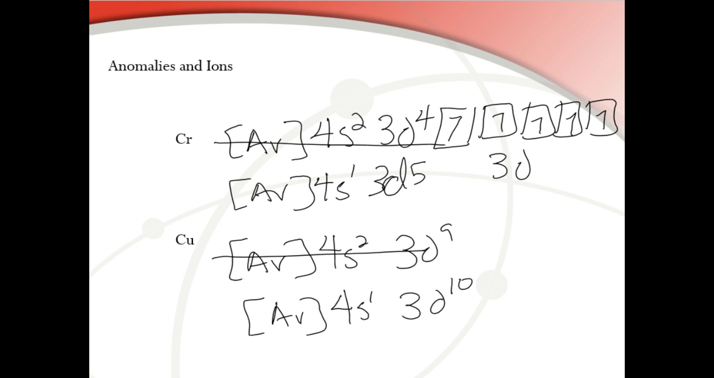So that's some anomalies with electron configurations, and that's actually where we're going to end the videos for Chapter 6. Hopefully this made a little bit of it more clear, because you can go back and take a look.